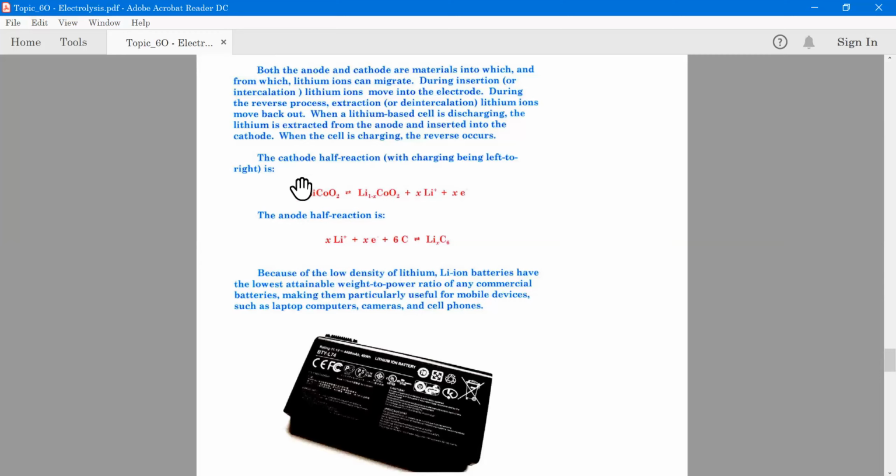Anyway, in the cathode half reaction, with the charging being from left to right, lithium ions are +1, cobalt ions are +3. So what happens then, cobalt is +3, I'm sorry.